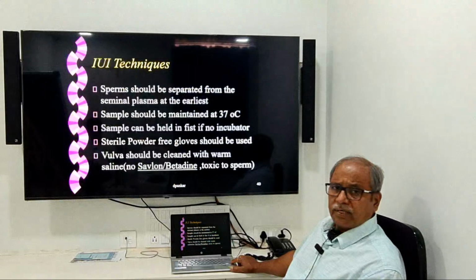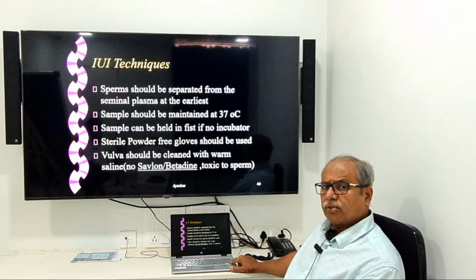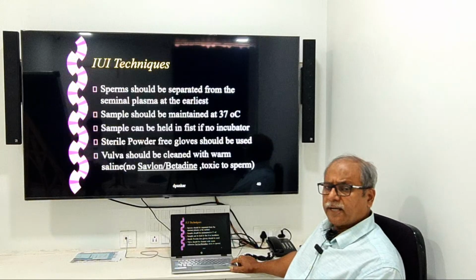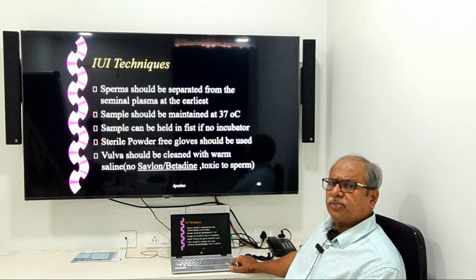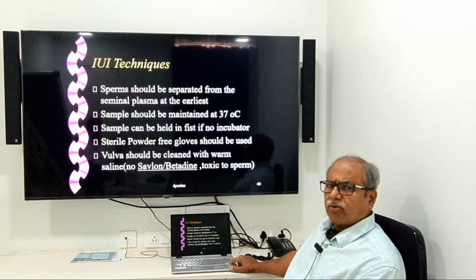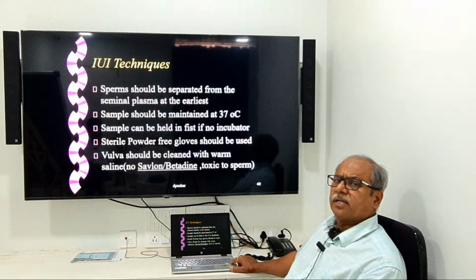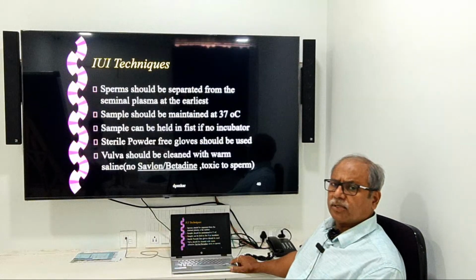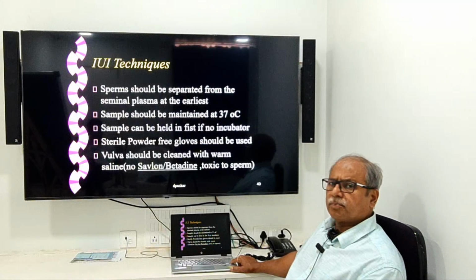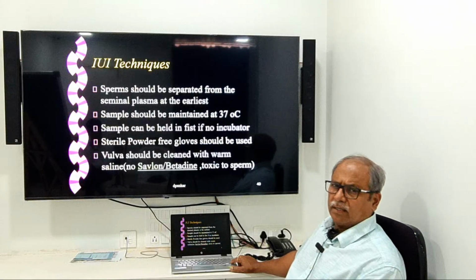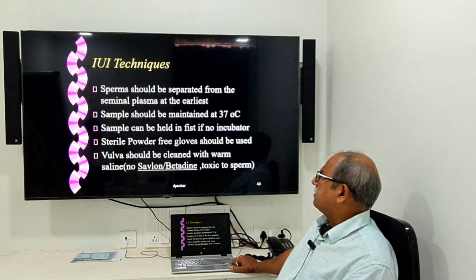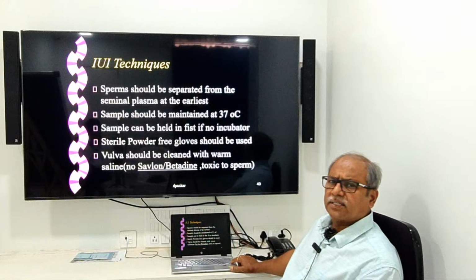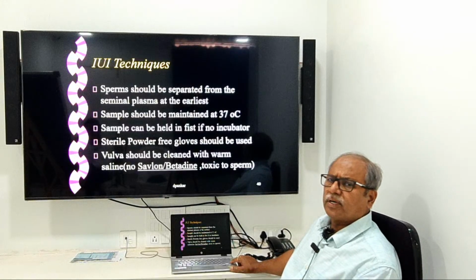First, it neutralizes the vaginal pH and gives support to the sperm in the vagina, but it carries a lot of cells which create reactive oxygen species. If you keep seminal plasma with the sperm, there will be damage to the sperm. There will be damage to the sperm head, more release of reactive oxygen species, and there will be less chance of fertilization. The sample should be maintained at 37 degrees. If it is not specifically 37 degrees, at least more than 25 to 30 degrees.